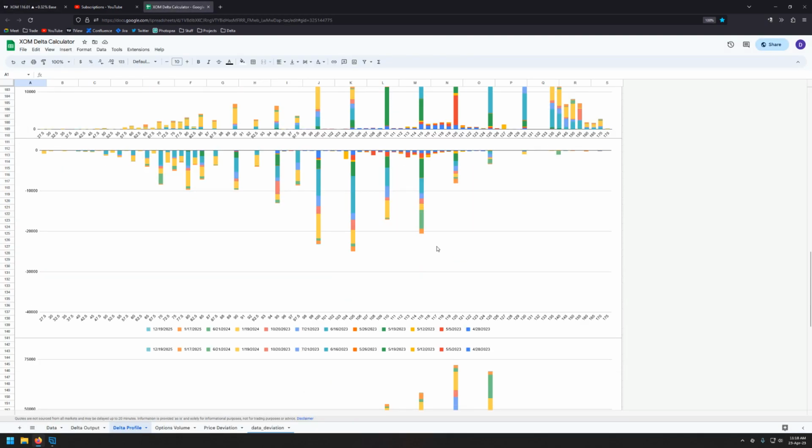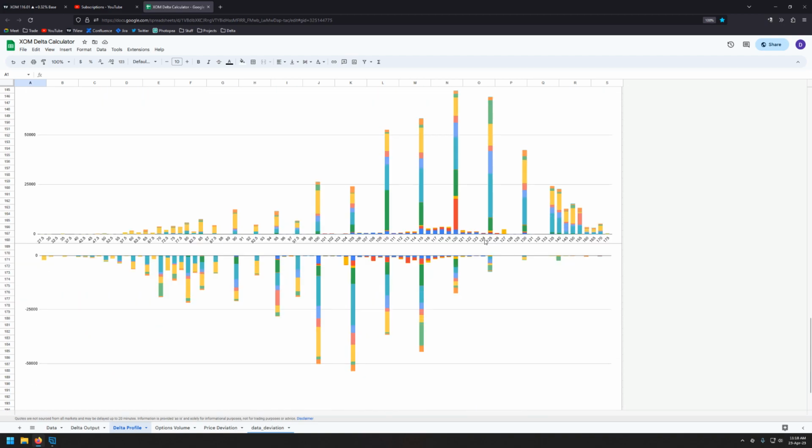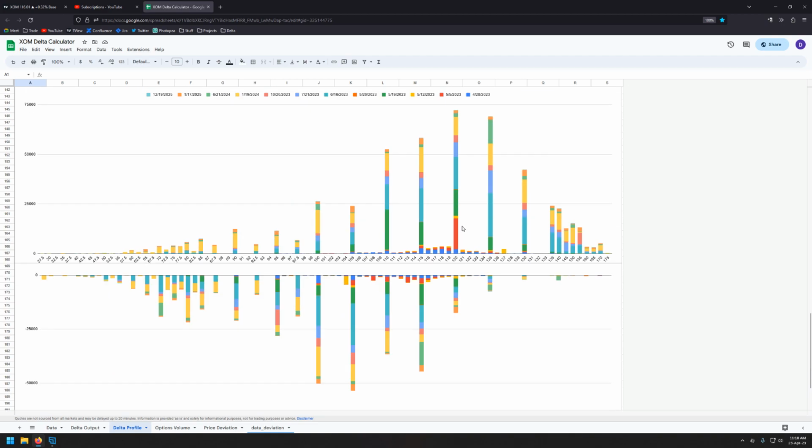Okay, so that's it. I hope this explains a bit more about how to use delta and the OI profile to figure out support and resistance levels.